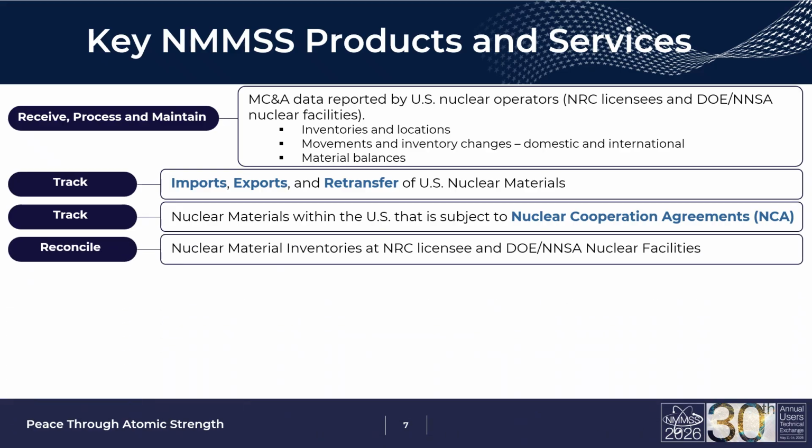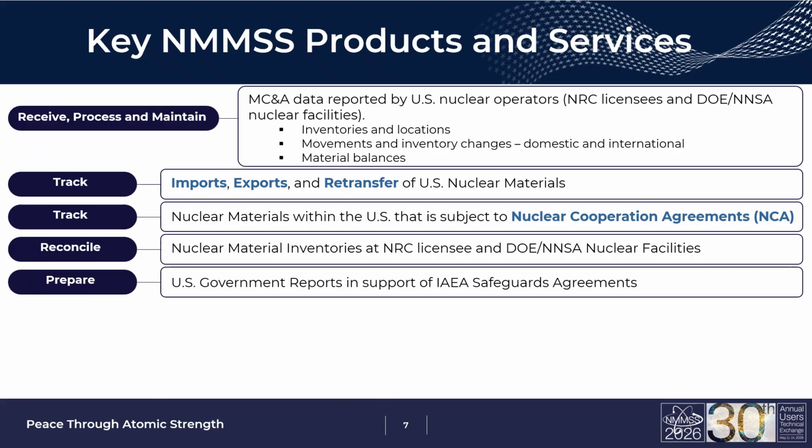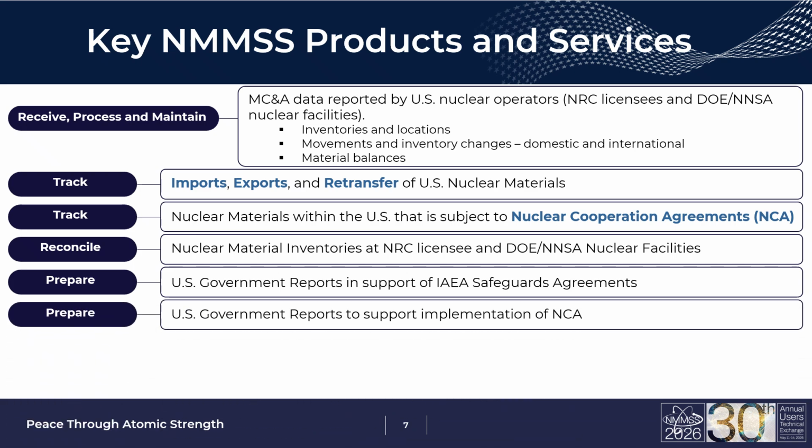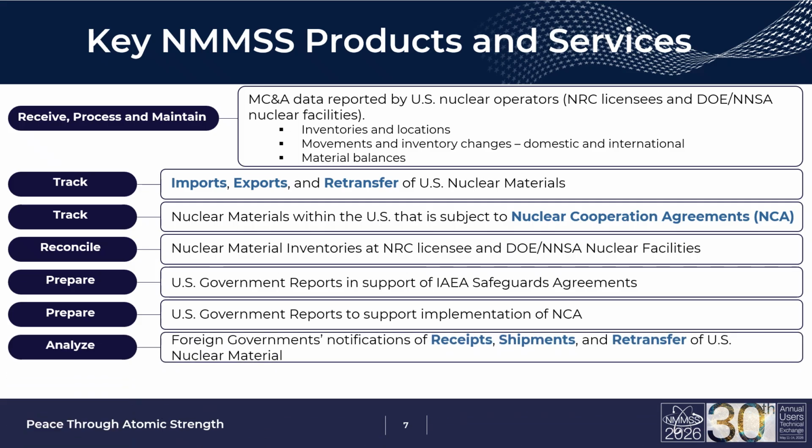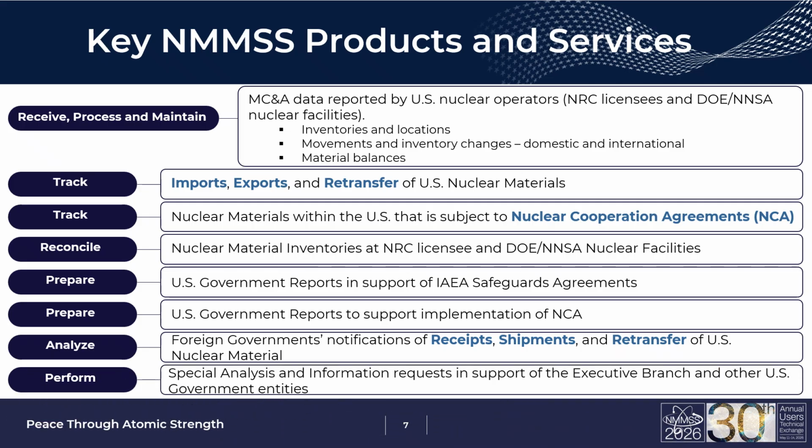NMMS reconciles inventories at NRC and DOE NNSA facilities. NMMS prepares U.S. government reports in support of IAEA safeguards agreements. NMMS prepares U.S. government reports to support NCAs. NMMS performs analysis of foreign government notifications of receipts, shipments, and retransfers of U.S. nuclear material. Special analysis and information requests are performed by NMMS in support of the executive branch and other U.S. government entities.